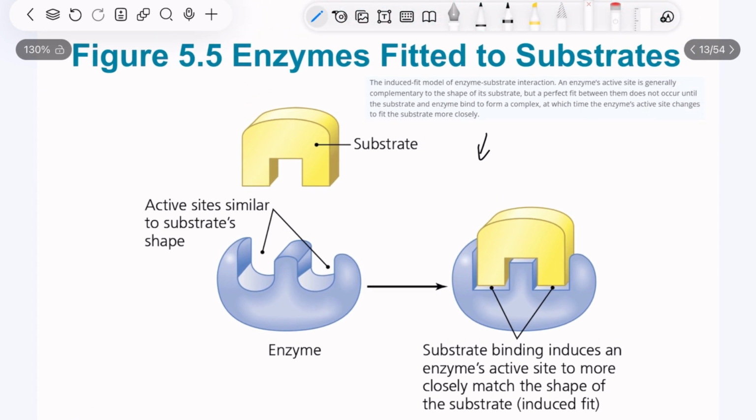So in other words, this picture here shows the induced fit model of an enzyme-substrate interaction. An enzyme active site is generally complementary to the shape of its substrate, but a perfect fit between them does not occur until the substrate and enzyme bind to form a complex, at which time the enzyme active site changes to fit the substrate more closely.